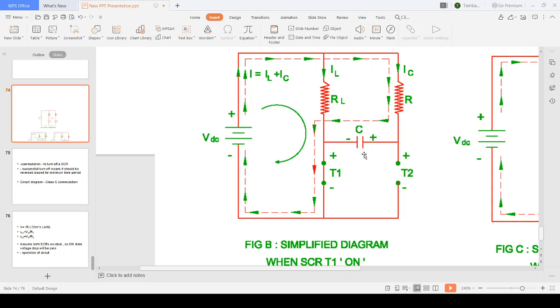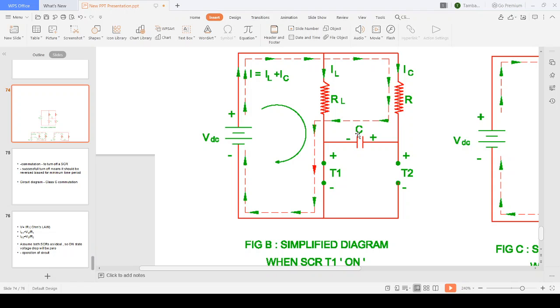So when the capacitor is charged up to its highest value, up to its full capacity, what will happen afterwards? After some time, the capacitor will charge fully and the current IC through capacitor C will be 0, and SCR1 will continue to conduct. SCR1, thyristor T1, will continue to conduct and the value of IC will be 0. The value of current through the capacitor will be 0.